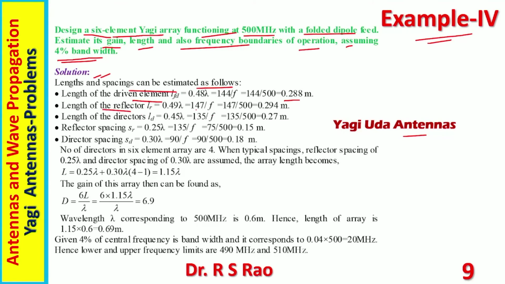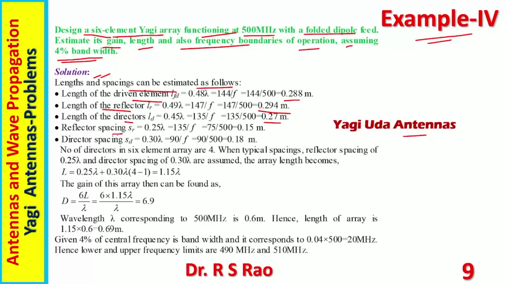Length of reflector is 147 over f frequency. In the present case, it is equal to 0.294 meters. Length of directors is equal to 135 over frequency. In the present case, it is equal to 0.27 meters.